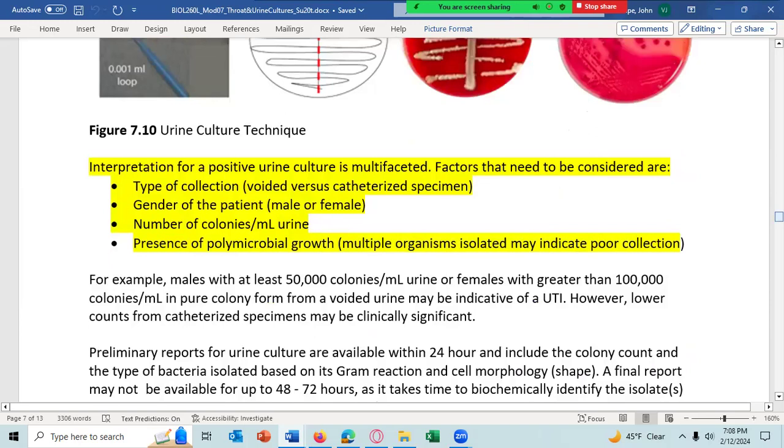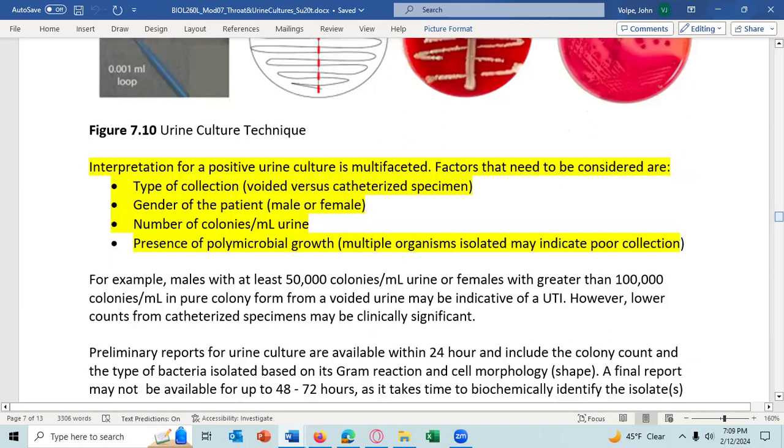Interpretation of a positive urine culture is multifaceted. Factors that need to be considered are the type of collection, voided versus catheterization or suprapubic aspiration. Obviously, the more invasive you are, the less contaminating bacteria you'll pick up.